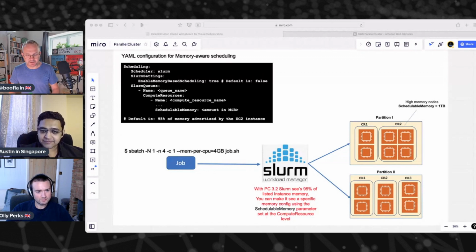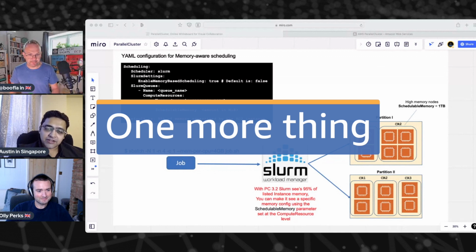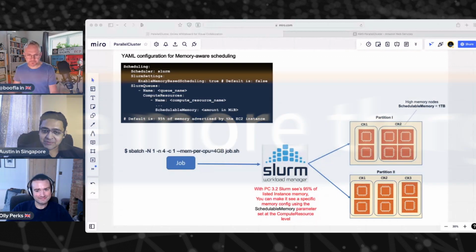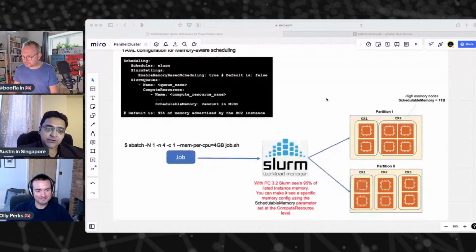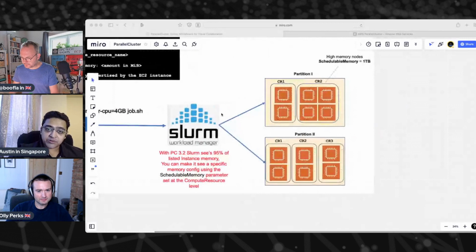So is there anything else coming? Is there anything else that we want to cover today? Sure. There is one interesting feature that we've also brought in, and we can use this graphic to actually explain that. The idea is, in the earlier versions of ParallelCluster, let's say that you had compute resources.